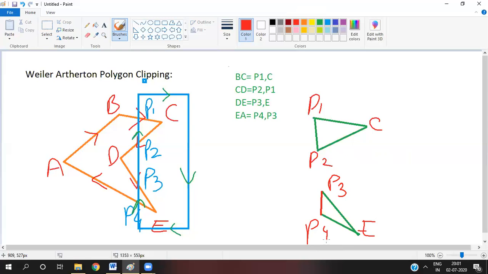So what you just need to remember over here: if you are moving in a clockwise direction from outside to inside, then follow the polygon boundary. If you are moving from inside to outside, follow the window boundary over here. And that's the only rule in the case of the Weiler Atherton algorithm. Fine. And that's the end of all the clipping algorithms we have seen from the second unit. Fine. The windowing and clipping concept is completed over here. The second unit is completed. Thank you.